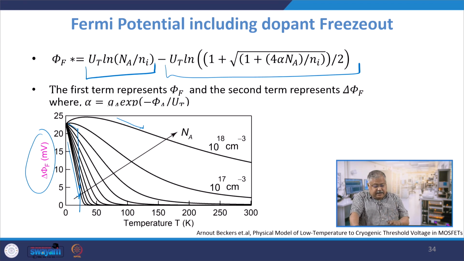The second thing is, at 300 Kelvin, if you look very carefully, the change in the Fermi potential is not very large, it is relatively smaller compared to that in the very low Na region. So that is what we have learned, at least from this discussion.